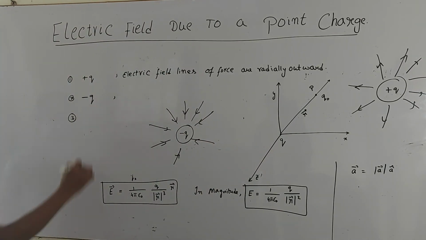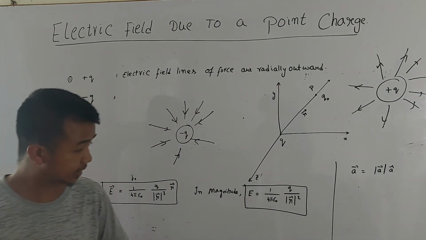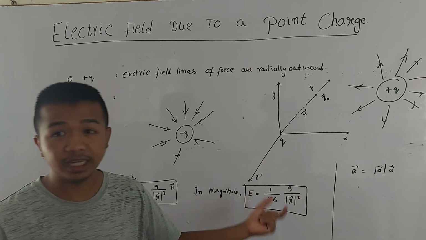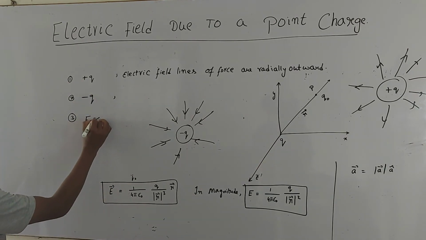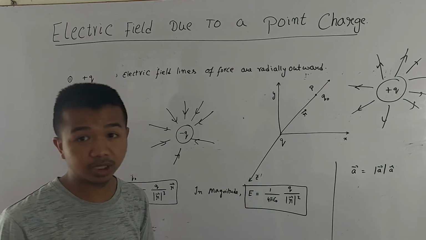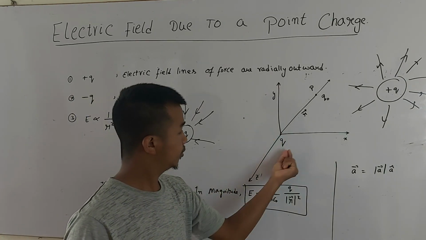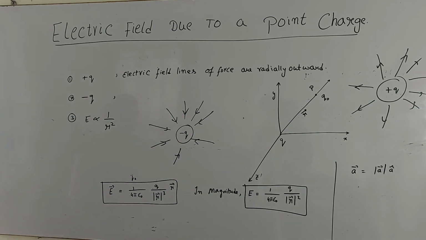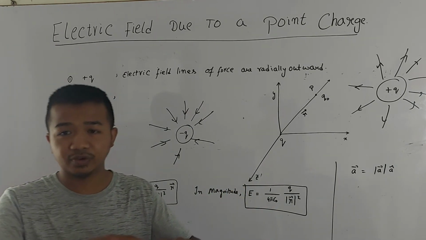And number 3: the magnitude of this electric field follows the inverse square law. So E is inversely proportional to r square. The magnitude of electric field strength follows the inverse square law. So if we view from the charge Q, we can see that these electric field lines are spherically symmetric.